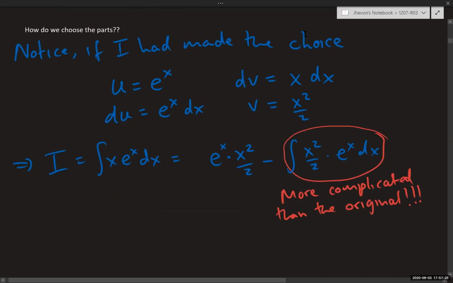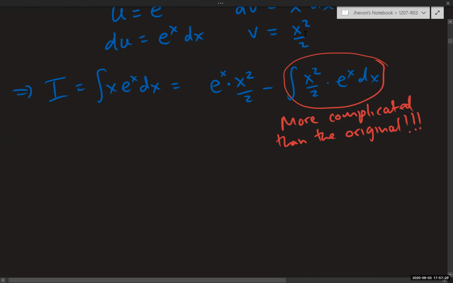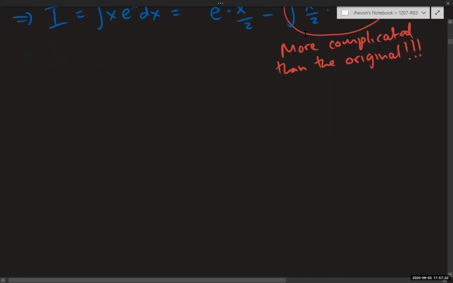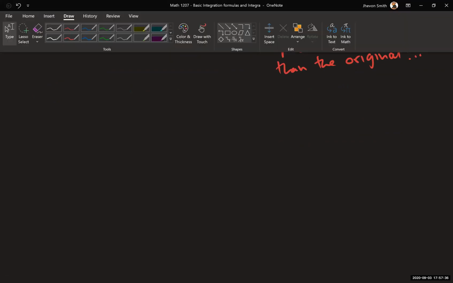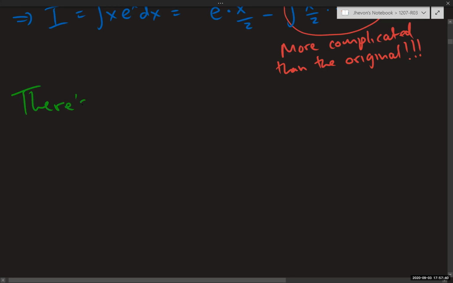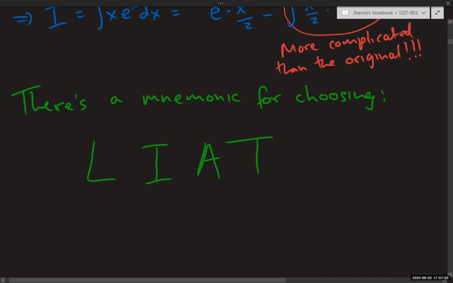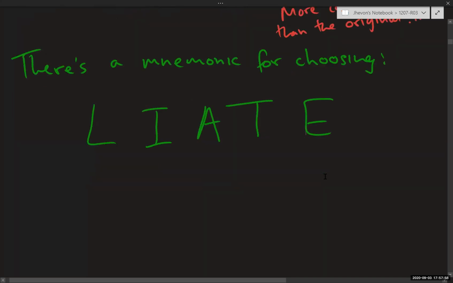And I do see someone mentioning in the chat box that there's a mnemonic that you can use. It's called LIATE. It's a very weird word, but let's actually talk about what LIATE is. The L in LIATE stands for logarithms. The I stands for inverse trig functions, or let's just say inverse functions in general. Could also be something like an inverse hyperbolic function.